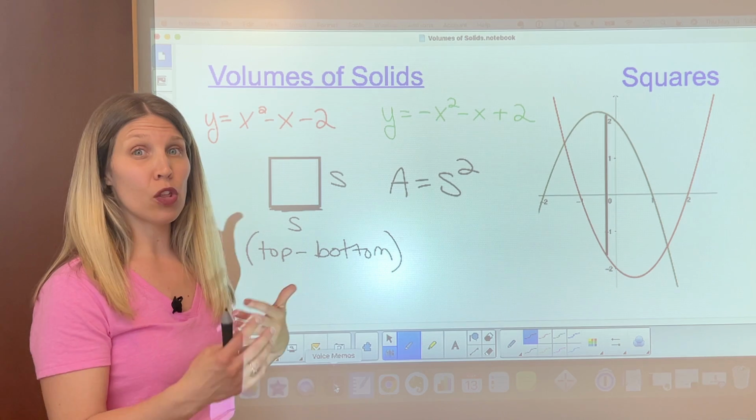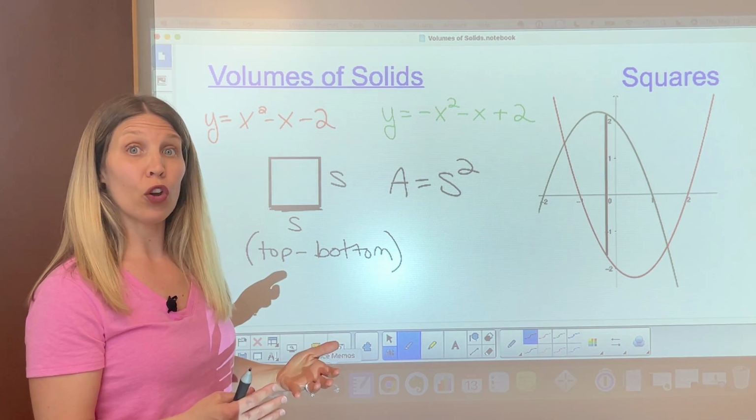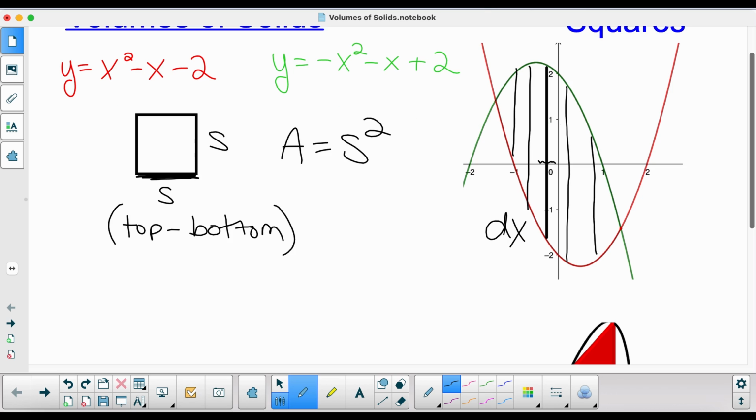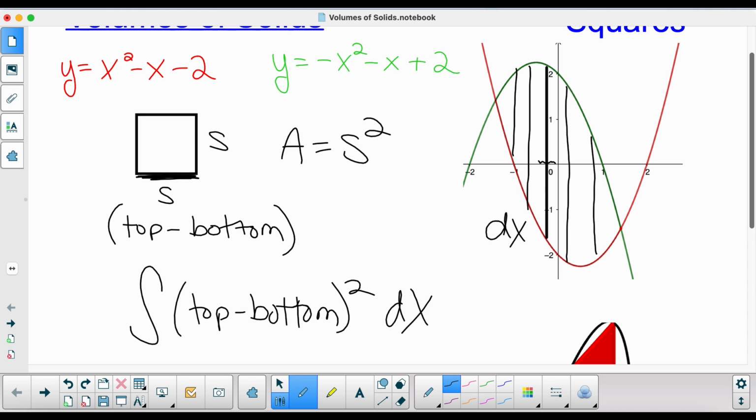Now for volume, we need a third dimension. Of course, that third dimension is going to be the width of these squares, and these squares are all being lined up on the x-axis. So this is going to be a dx problem. So what we need to do is sum up our top minus bottom. This is the length of a side. Square it and have our dx. And then just put in our bounds. And our bounds are going to be where these functions intersect.